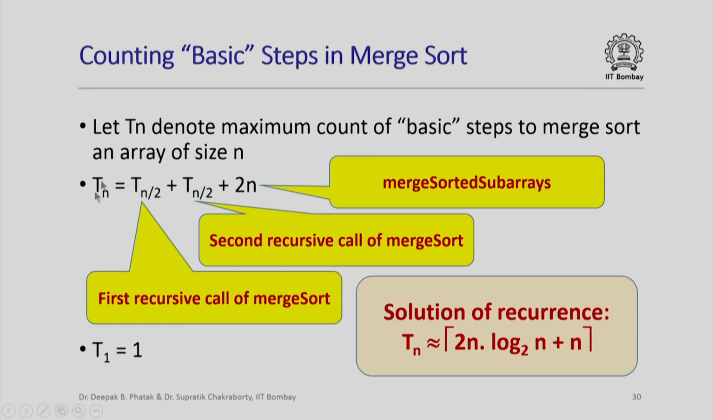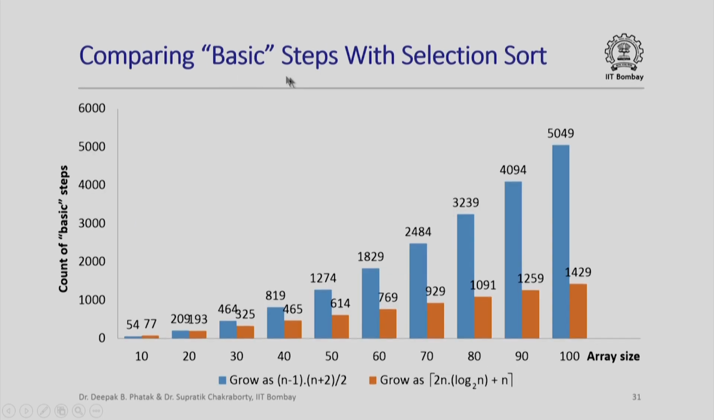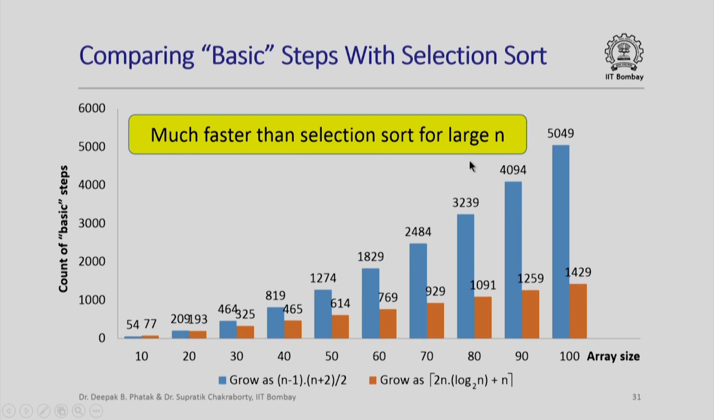And if you go ahead and solve this recurrence relation using standard techniques, you will find that T(n) is roughly the ceiling of 2n log n base 2 plus n. Now compare the number of basic steps required in merge sort with that required in selection sort. So I have plotted it here for different values of array sizes from 10 through 100. The blue bars show how the number of basic steps increase in selection sort. The orange bars show how they increase for merge sort. Clearly merge sort is a winner here compared to selection sort. So merge sort is expected to be much faster than selection sort for large n.